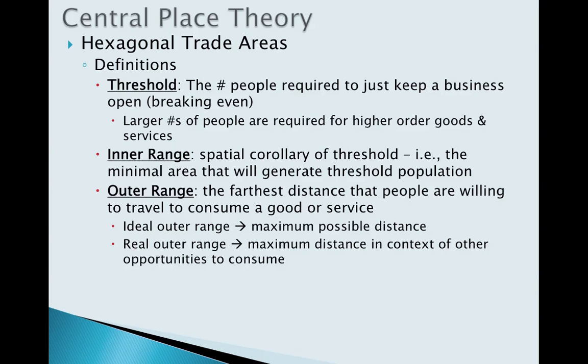We're going to end up in this theory, central place theory, with a geometric trade area, and the form of geometry is a hexagon. So if you're not familiar with hexagons, they are 6-sided geometries, and for the most part the 6 sides are of equal length, and the angles created by the intersection of these sides are of a similar magnitude, so this is a very regular geometric shape.